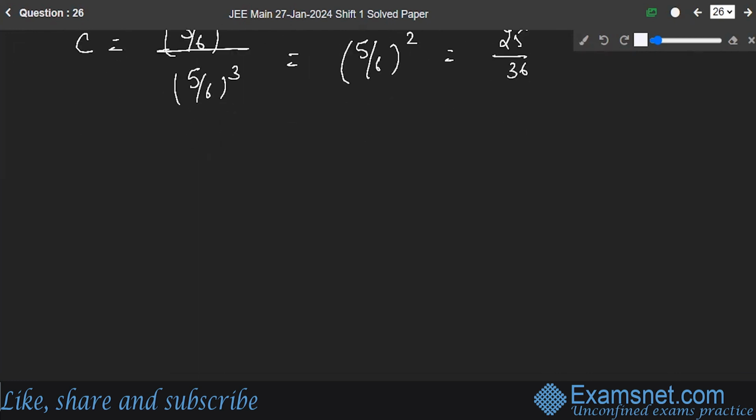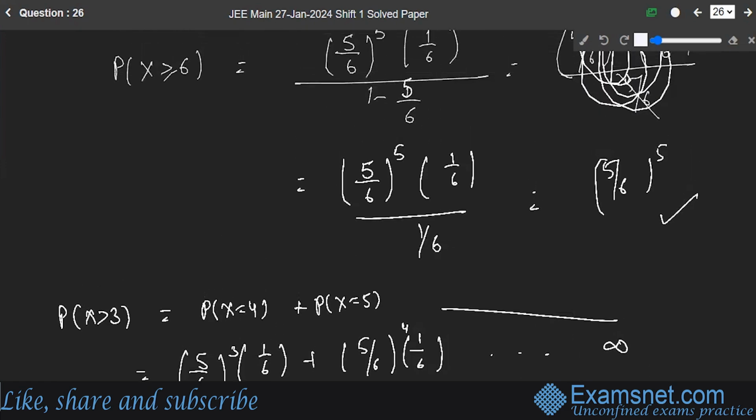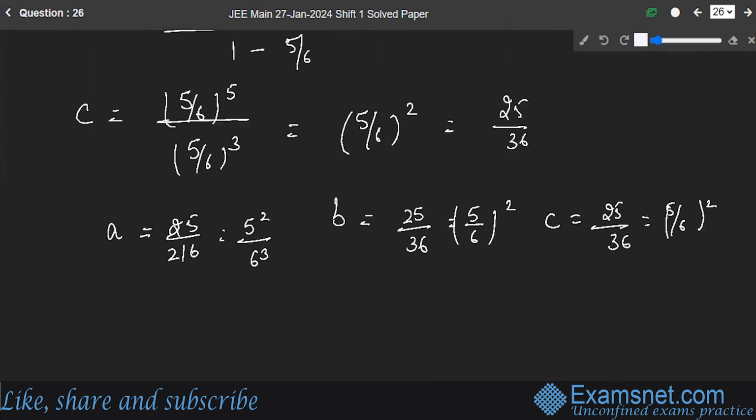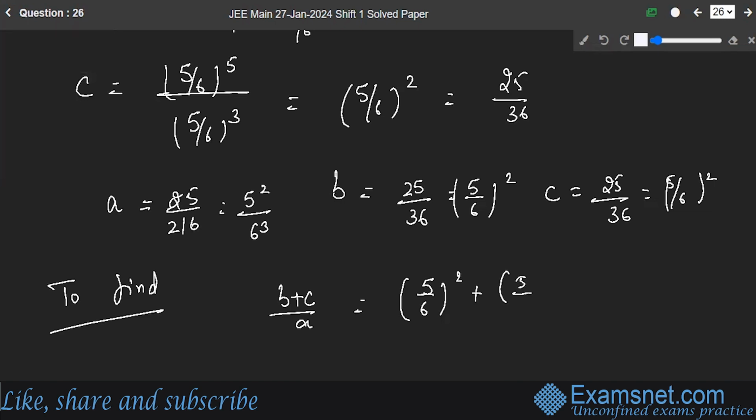Now let's write down all the values. We got the value of A as this, B value came out to be this, and C also came out to be this. Let's write it. This is 5 square upon 6 cube, 5 upon 6 square, 5 upon 6 square. Just let me check once again. B was equal to, okay, fine. Yeah, clear. Okay, so what you had to find out was B plus C upon A. B is this, C is this, upon A is this.